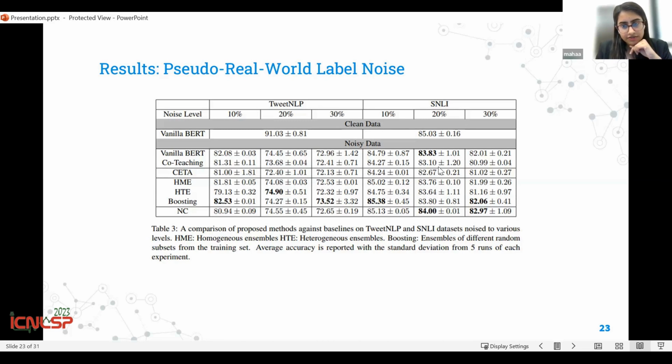This is once again due to the fact that CETA was developed for feature-dependent label noise, but when it comes to pseudo real-world label noise, which is supposedly much more complex and much more accurately represents real-world labeling errors, it does not give us the same performance. In fact, in this case, we see that ensemble methods somewhat increase the peak performance, but ultimately the peak performance does not significantly increase for any of the methods.